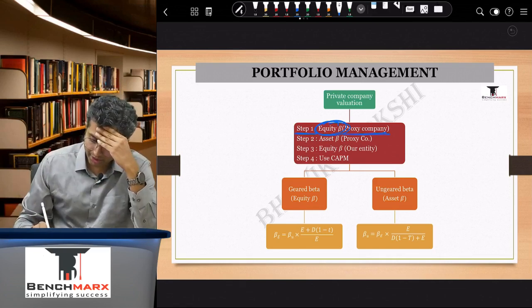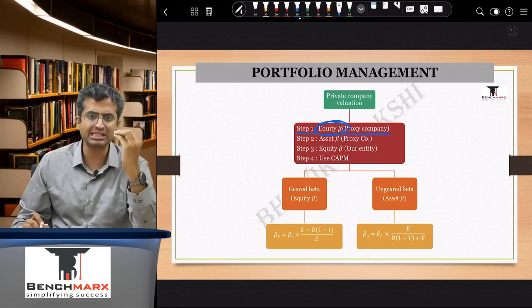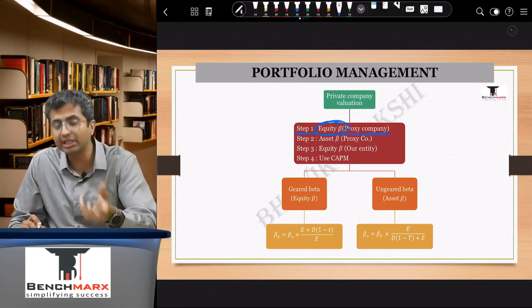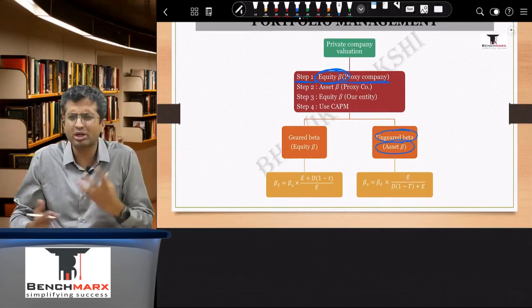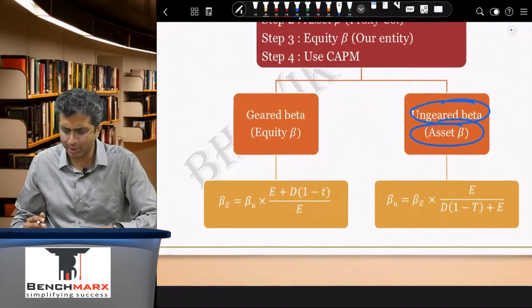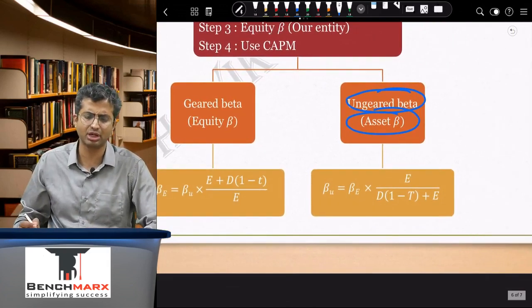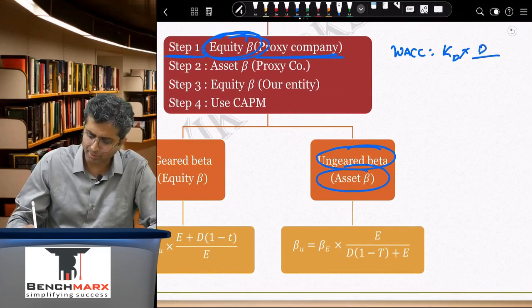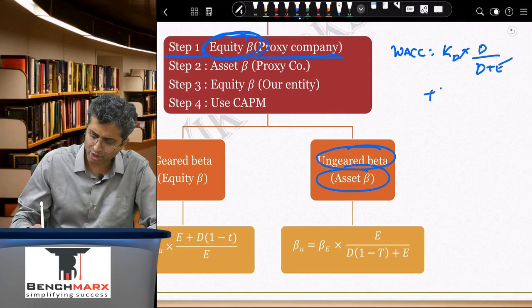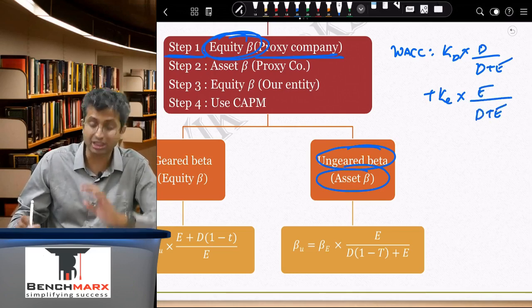So over here we try to find the asset beta, or what you call the unlevered or the ungeared beta. So the asset beta would be calculated in almost the same way as WACC is calculated, the weighted average cost of capital, where when you calculate WACC, you calculate this as the cost of debt into debt upon debt plus equity plus the cost of equity into equity upon debt plus equity. This is for the enterprise as a whole.